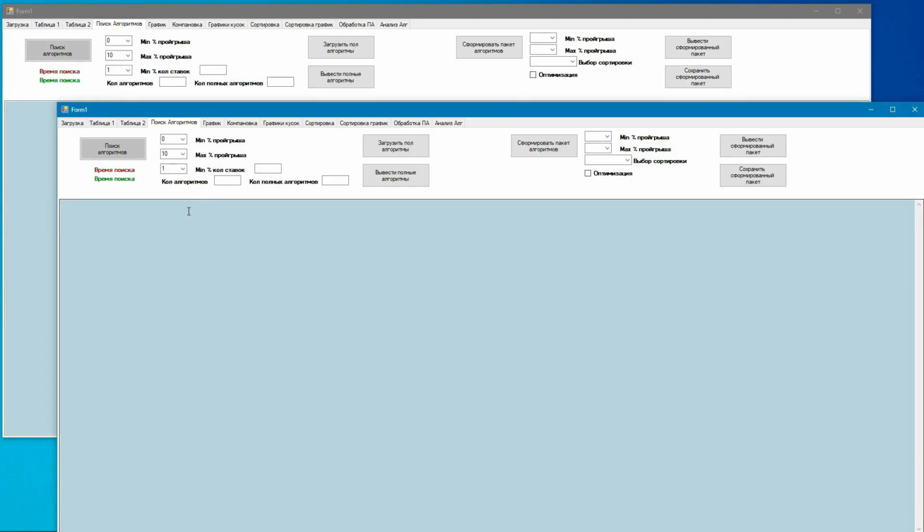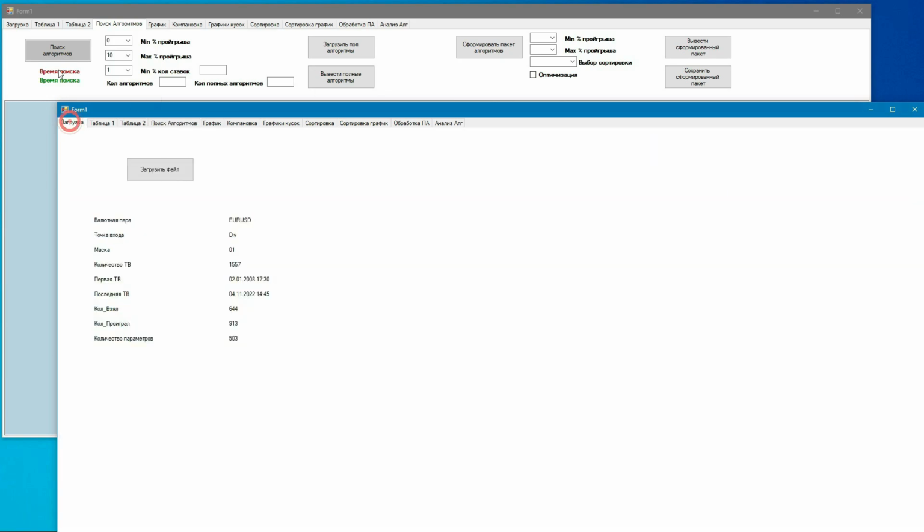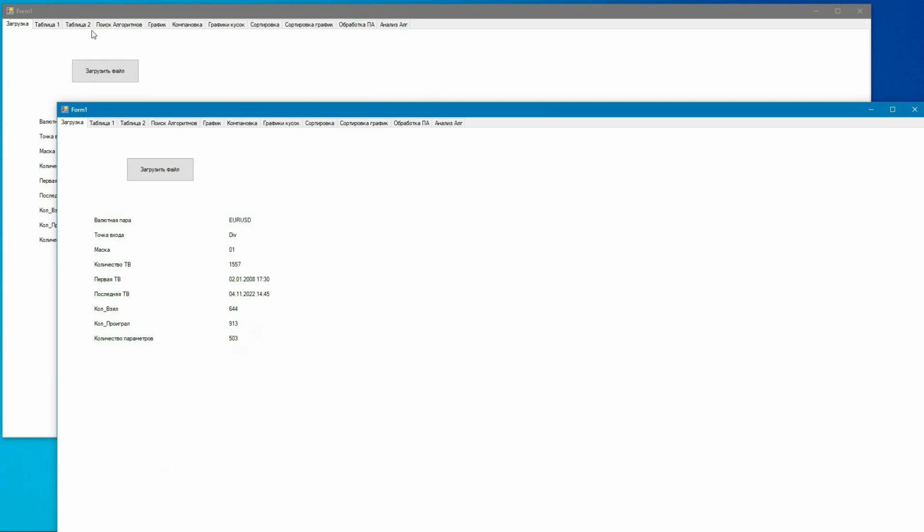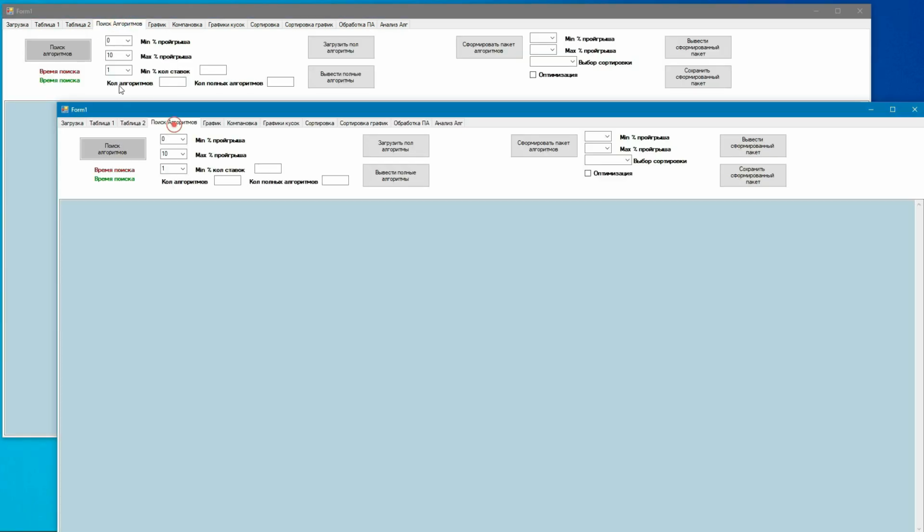Now let's look at what and how different settings and the number of parameters affect when searching for algorithms. For the study, we will take two tables with data collected in the same objects. The difference between the tables is in the number of parameters. The first table has 256 parameters, while the second table has 503 parameters. We will look for patterns with the same settings. Let's take a look at the results.